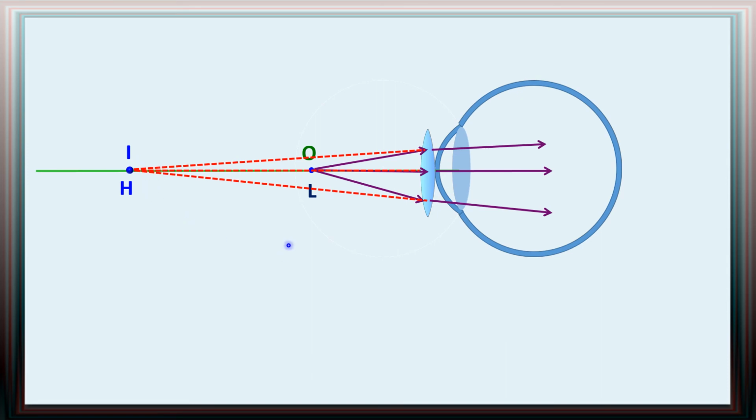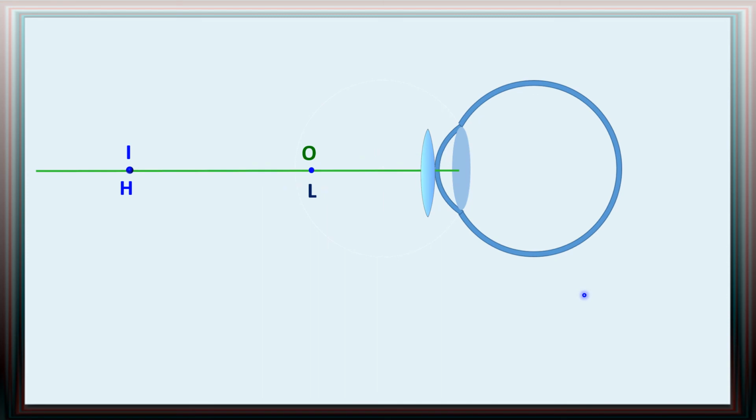So what happened here? Here the convex lens forms the image of the object placed at L at H. So I is the image formed by the convex lens, and this image I will act as the object for this eye lens. So, image formed by convex lens.